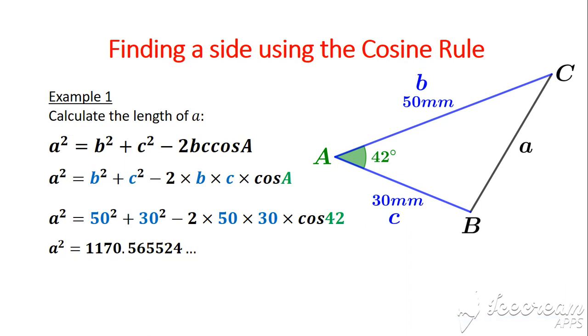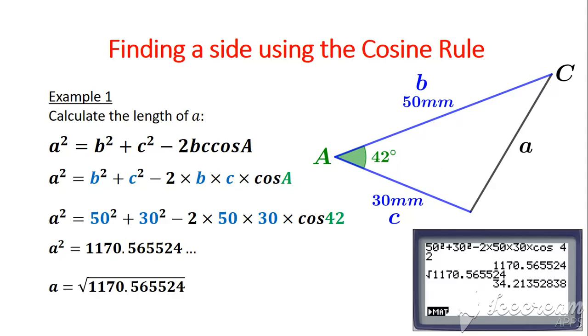Now, that works out what A squared is, but we're trying to find out what A is. So we need to do a small trick, and we need to take the square root of that number to get us what A is, because the square root is the opposite of squaring. So A is equal to 34.2 millimeters if we want to round it to one decimal point, or 34.21 millimeters if we decide to round it to two decimal places.